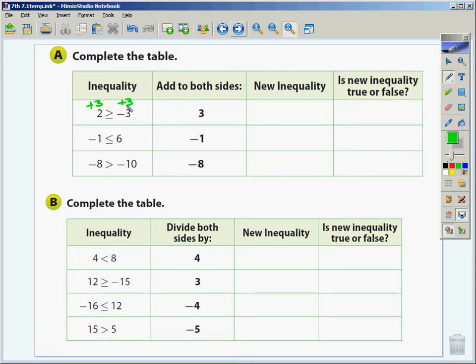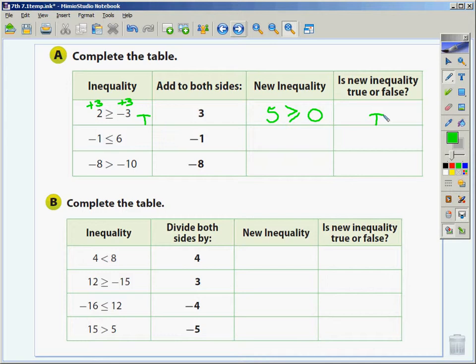If I rewrote that, what's 2 plus 3? 5. Is greater than or equal to, what's 3 plus a negative 3? 0. Notice it started out with a true statement. 2 is greater than or equal to a negative 3. This was true. Is 5 greater than or equal to 0? It is greater than, so this would also be a true statement. Everybody see what we're doing in the table? We're filling in the blanks, right?